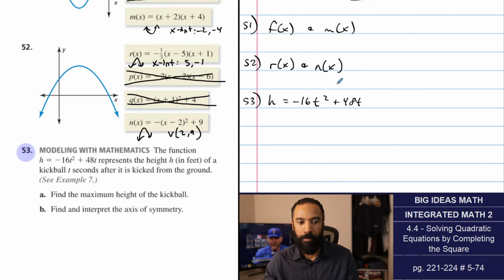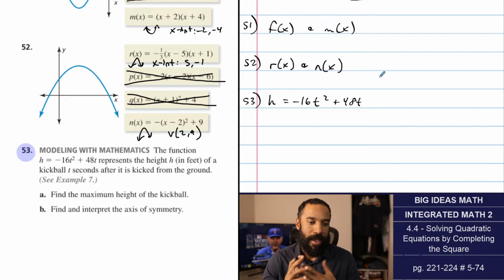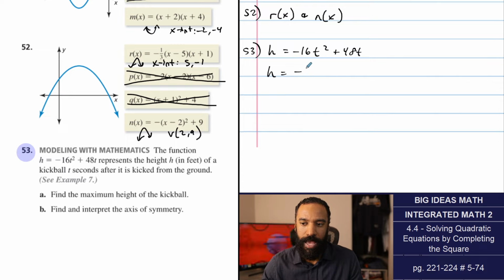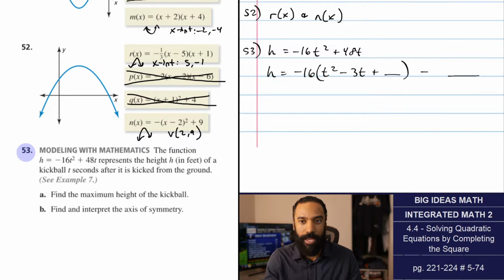Let's find the maximum height of the kickball, and find and interpret the axis of symmetry. We need both parts of the vertex. The maximum height of the kickball is basically your k. The t equals h is finding and interpreting the axis of symmetry. So it's the completing the square section. We're going to do that. I need to factor a -16 out of here first. Not divide, but factor. And we get -3t inside of there. So we're going to complete the square inside of here. Keep in mind, whatever we add in here, we will subtract out here. Note it, I gotta sneeze again.